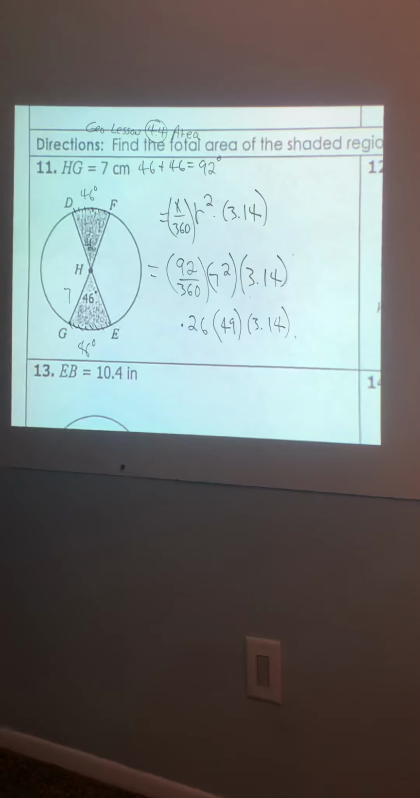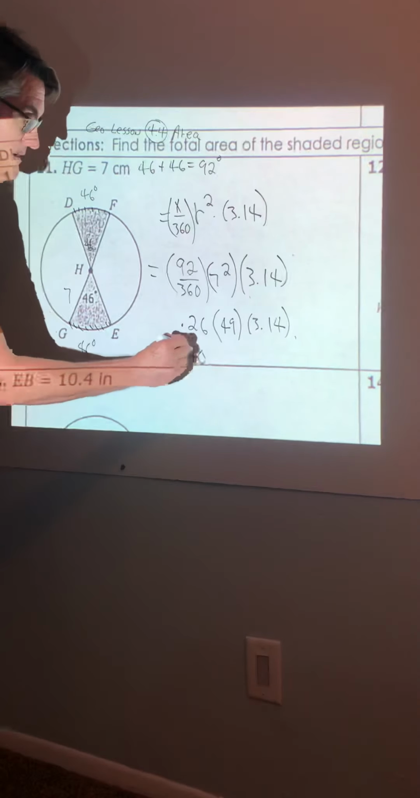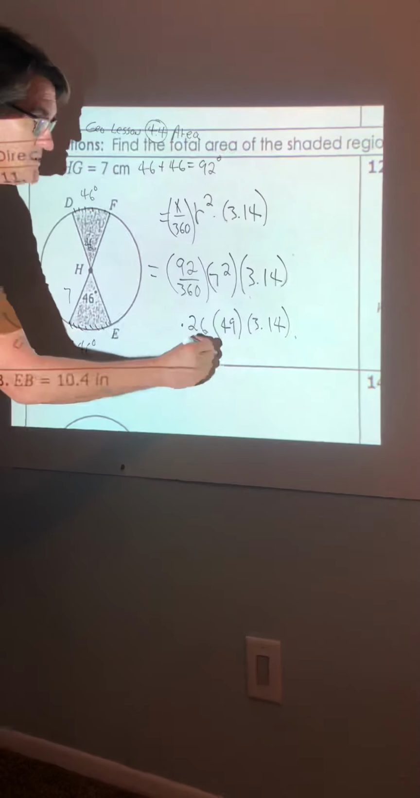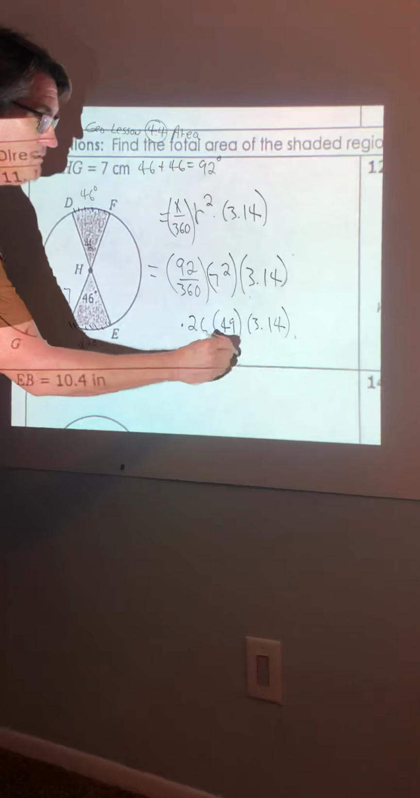So 0.26 times your 49 times your 3.14 for your grand total of 40. Oh, that's bizarre. It actually came out to 40.0036, but we'll leave it as 40. That's fine with me. Go back to the centimeters and centimeters squared.